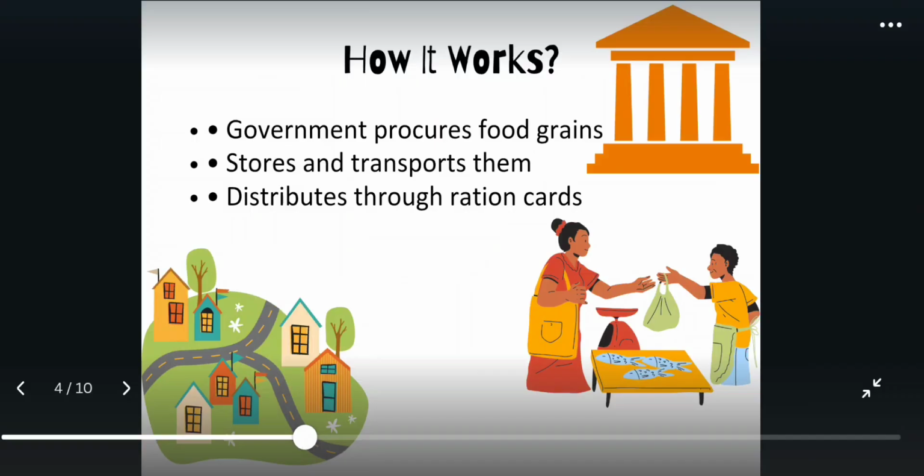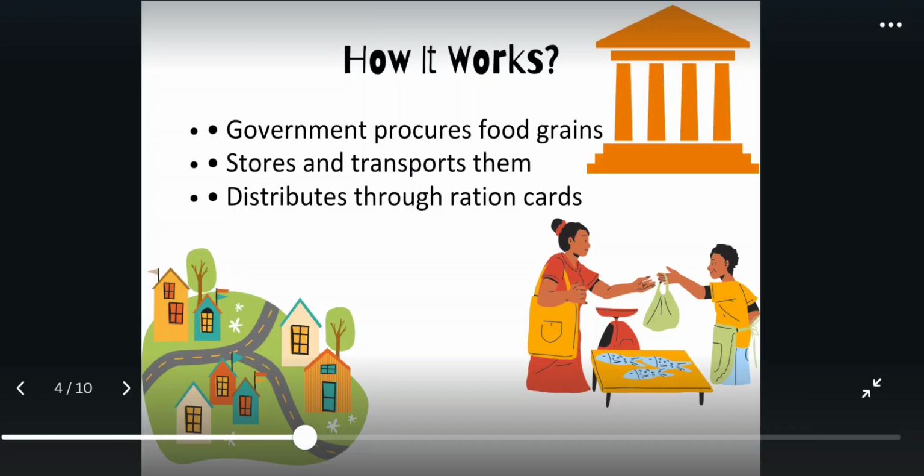Just to let you know, it's a government run food distribution system, and it gives supplies like rice, wheat, sugar, kerosene at subsidized rates, that is the lower rates, and it supports poor families by making food affordable for them. Because if you go to a shop or a mall, you might find those foods at higher rates, but for them it is always at a subsidized rate. So the government produces food grains, stores and transports them, and distributes through ration cards.